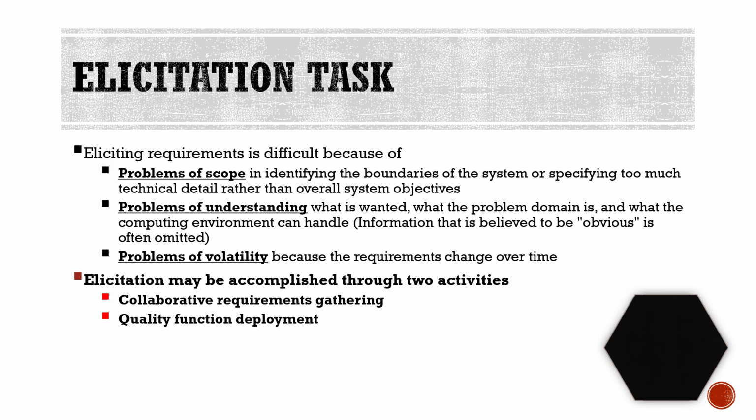Elicitation task. Eliciting requirements is difficult because of the problem of scope, in which we identify what area should be addressed by this problem. Problems of understanding what is wanted, what the problem domain is, and what the computing environment can handle for this type of problem. Problems of volatility, because the requirements change over time. Elicitation may be accomplished through two activities: collaborative requirement gathering and quality function deployment. So this is how the elicitation task works.